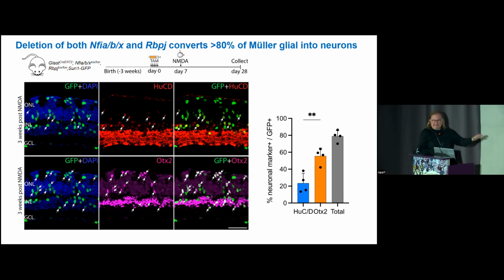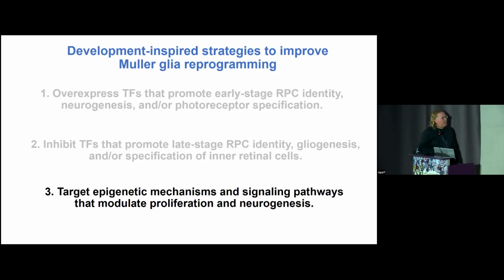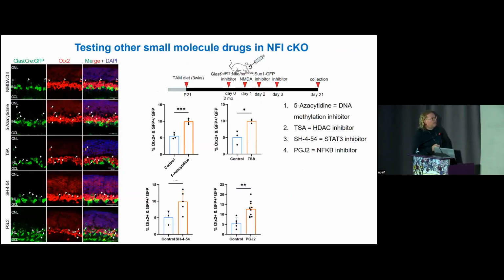Now, of course, this isn't useful as a therapy. This is a quadruple mutant. So what are some other ways to target this that might be more therapeutically useful? The other thing I should say is that we don't see any proliferation in the RBPJ mutants. And that's fair enough, because Notch plays a critical role in controlling proliferation.